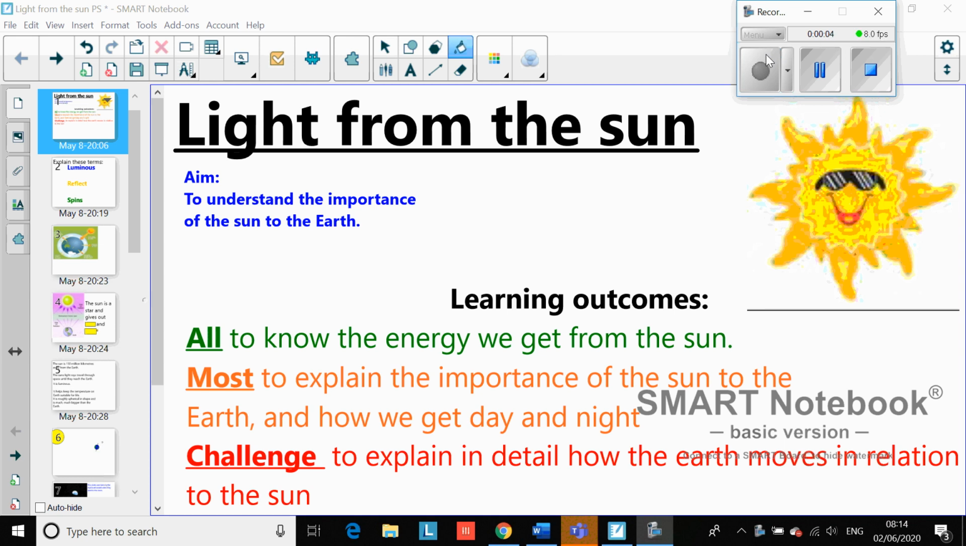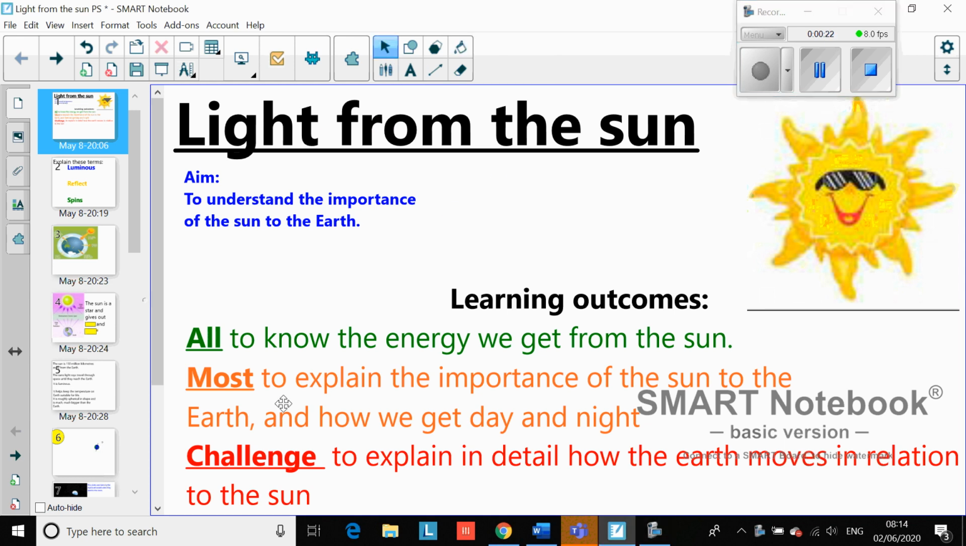Today we're going to be starting a new topic about space, and the first thing we need to understand is our own little corner of space. So we're going to be looking at the solar system, and of course the centre of the solar system is the sun. So we're going to look at light from the sun and how it affects the Earth.